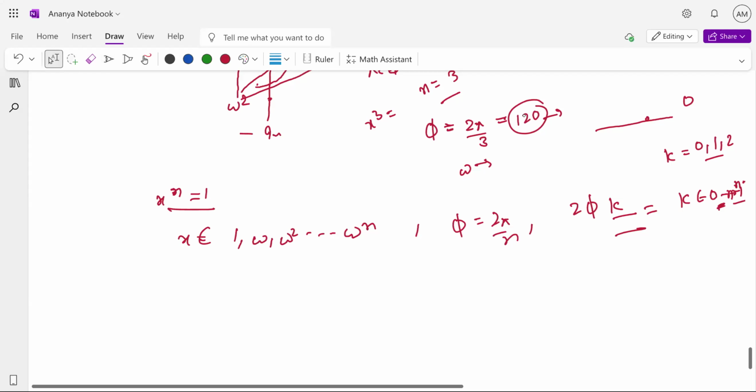What I did is, I converted this into the angle between 0 and 90. You know what is the value of 120 in between 0 to 90? That is 60. So it should be 2 times 60 of k. Then it will work. Okay, yeah, I got it.